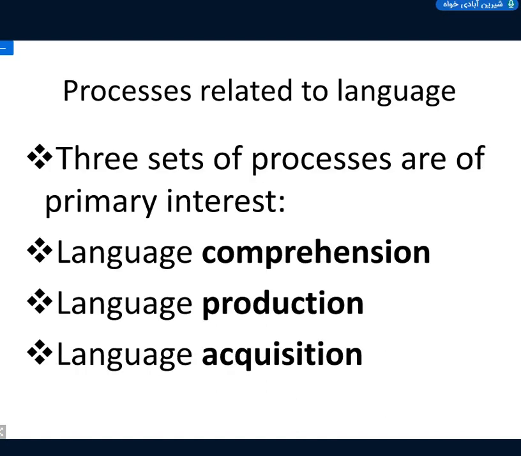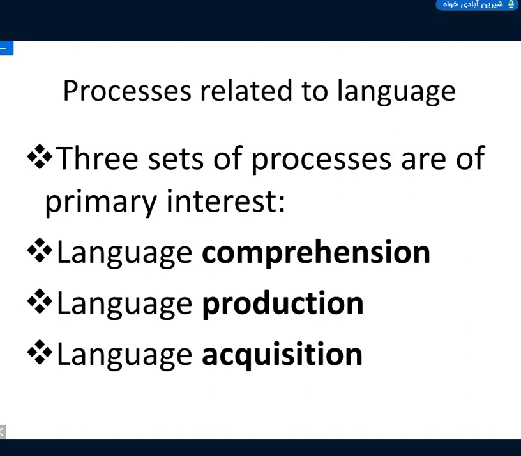Now, as I mentioned before, there are three sets of processes which are involved in psycholinguistics, and these processes people are interested in, for example, language comprehension. Language comprehension means how we perceive and how we understand speech and writing, for example, when we are reading or listening. So comprehension involves both listening and reading.